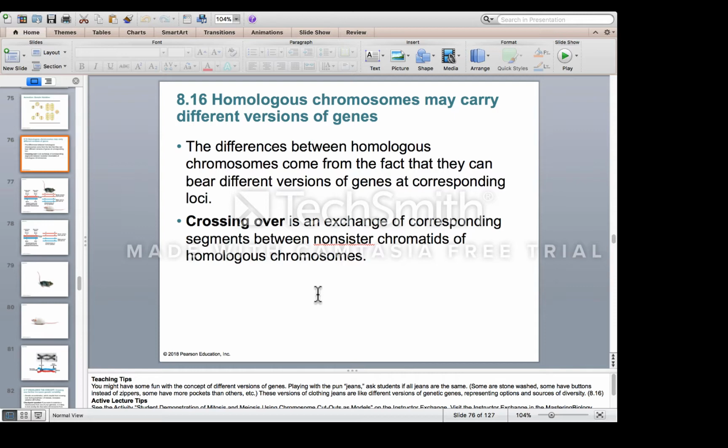So typically, the example here is if each person has different genes, if we all have unique genes, like blue jeans, some are stonewashed, some have buttons instead of zippers, some have more pockets than others.